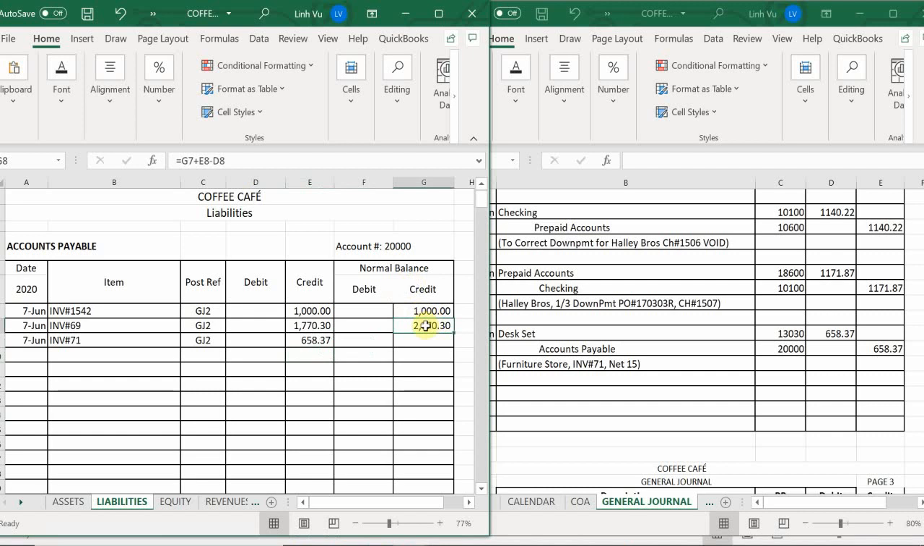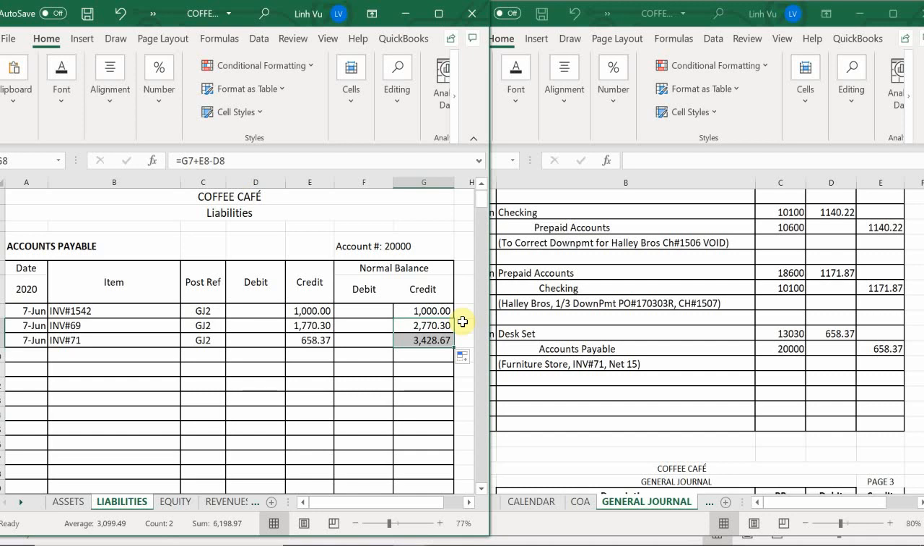So we have 2770.30 less 658.37, 3,428.67. Good.